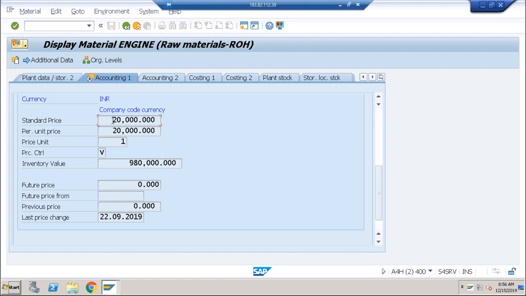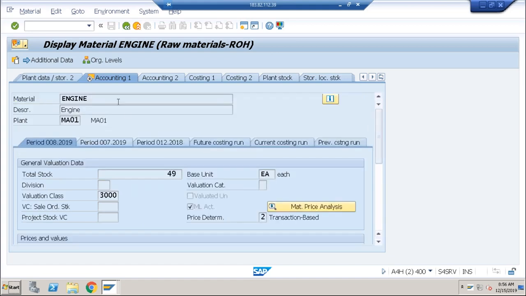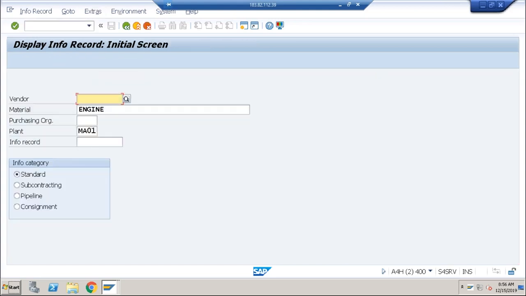See, depending upon what price you are using. So in this particular case, the moving average price is also 20,000 and standard price is also 20,000, right? So this 20,000 came from what? This 20,000 came from the Plant value, purchase which is info record. Already in the bill of material something, right? No. Purchase info record. ME13.